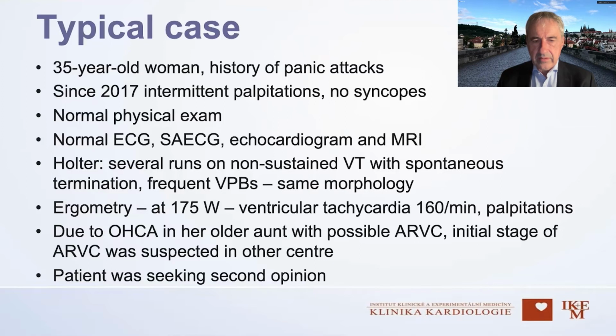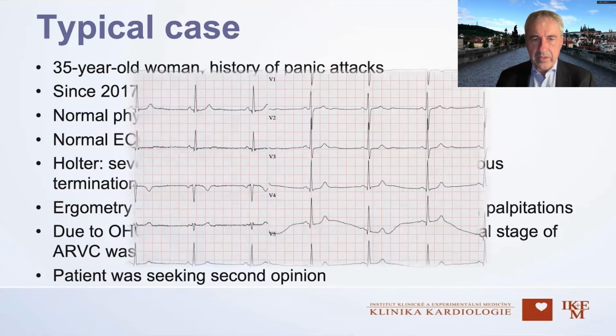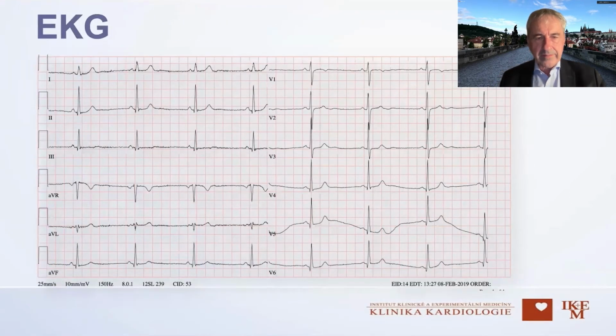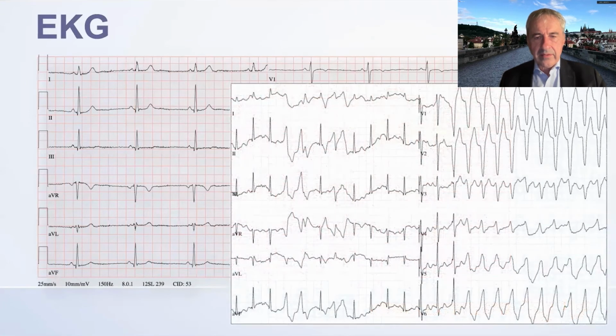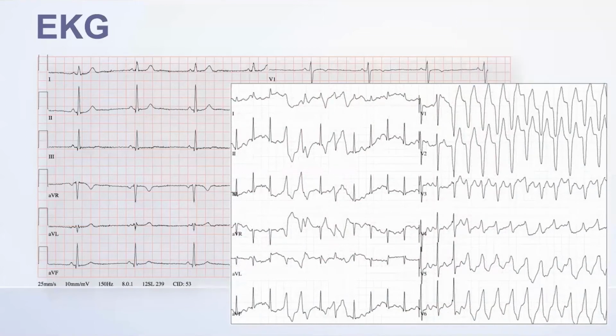And because her aunt had cardiac arrest, but she was old and she had diabetes, and in other center they said that it might be ARVC. The patient was advised to get ICD without any other documentation of ARVC. She came for second opinion, and this is her ECG. You see no signs of ARVC. This is arrhythmia, which was recorded on a Holter ECG.